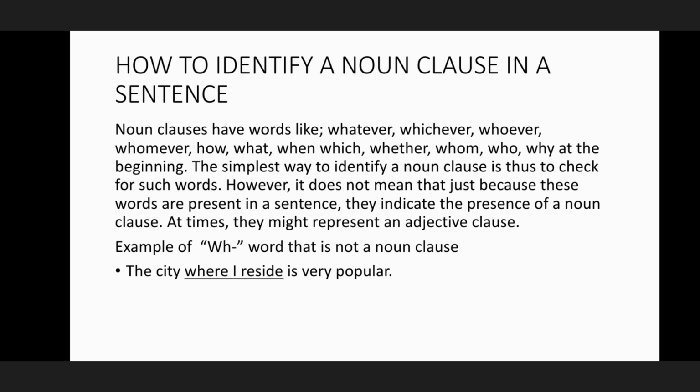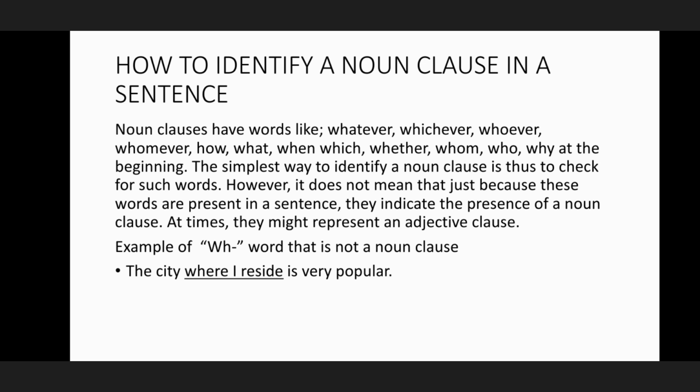We have WH words. Those words that start with WH, I call them noun clause markers. Examples are whatever, whichever, whoever, whomever, how, what, when, which, whether, whom, who, why at the beginning of the group of words. These words, the WH words that I just mentioned, you will see them beginning the group of words called a noun clause in a sentence.